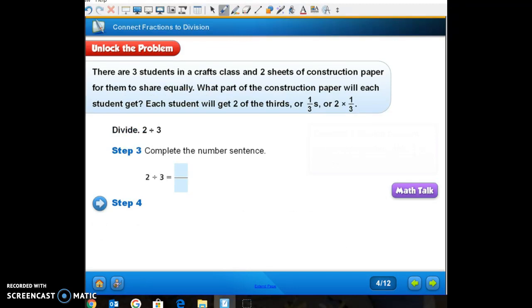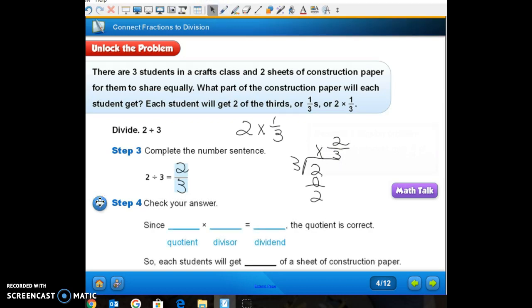Complete the number sentence. Okay, so remember we had 2 times 1/3. So 2 divided by 3 is 2/3. If we did that in a division problem, 2 divided by 3, would 3 go into 2? No. So we would have a remainder of 2, and we would put that over our divisor to get the fraction 2/3.